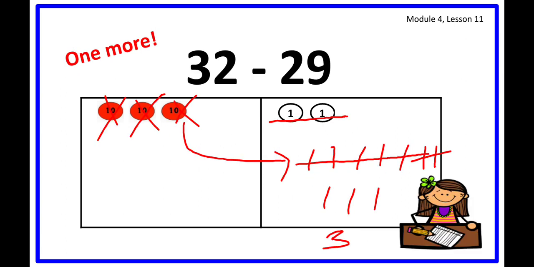Here's another one. 32 minus 29. Represent the 32 in the chart. Since we can't remove 9 from 2, we have to unbundle. We unbundle 1 ten. Then after unbundling, we now remove our 9. What is remaining is 3. Now, in the 10 side, we have to remove 2. So nothing is remaining in the 10 side. So 32 minus 29 is 3.